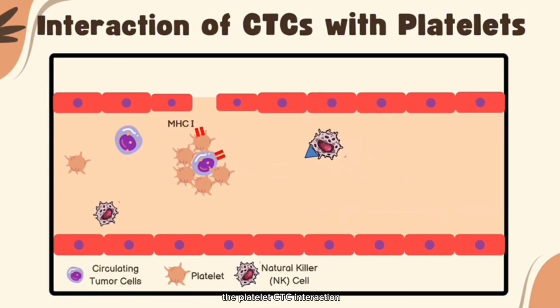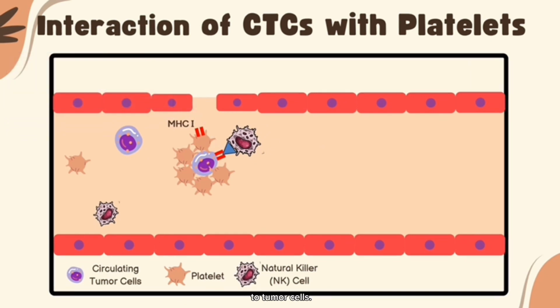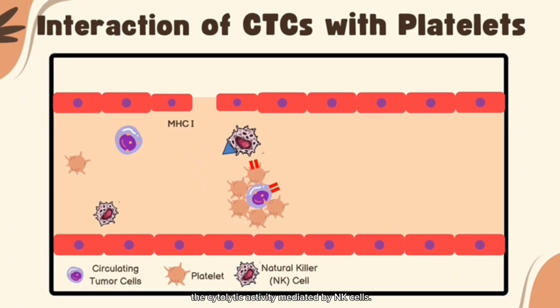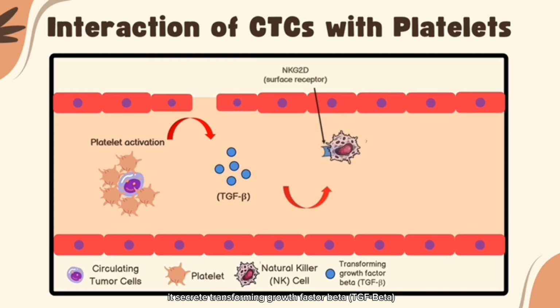Besides that, the platelet-CTC interaction also can lead to the transfer of platelet MHC class I to tumor cells. So when this occurs, it will prevent the identification of CTCs and help the CTCs to escape from the cytolytic activity mediated by NK cells. Last but not least, upon activation, platelets secrete transforming growth factor beta, TGF-β, that will decrease the expression of immune receptors on NK cells, which inhibits their anti-tumor activity.